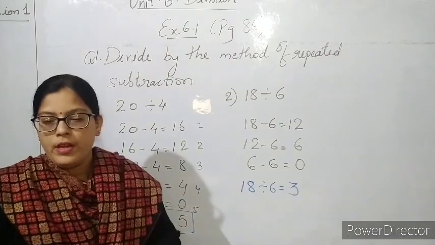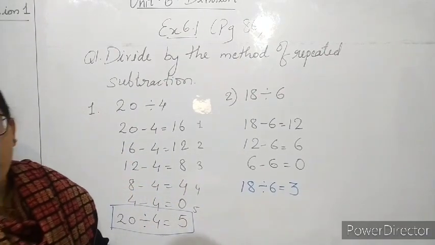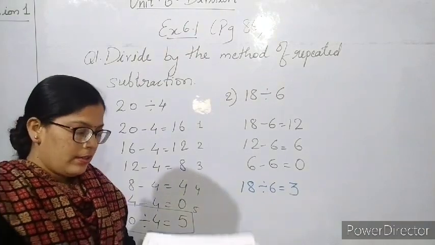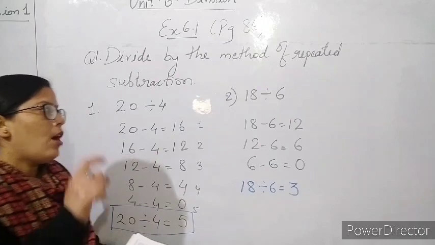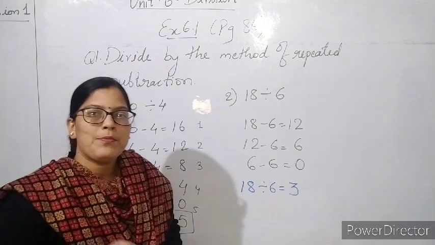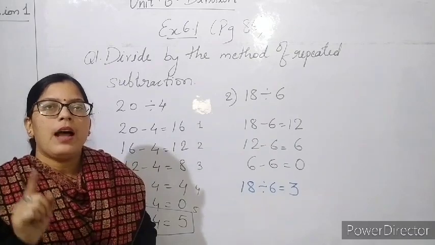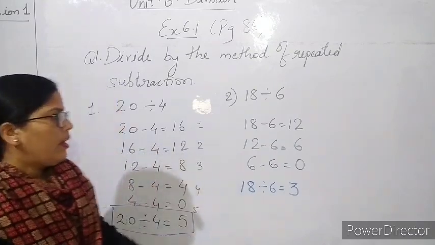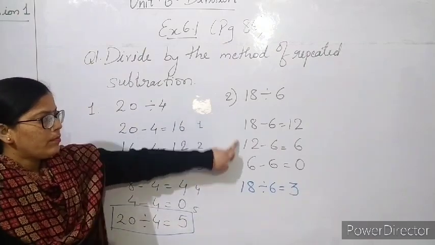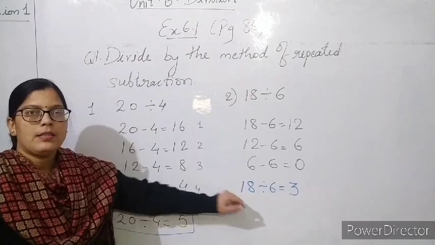So in this way you have to repeatedly subtract the divisor from the dividend till you get 0, and then count the number of times you have subtracted the divisor. That will be the answer, the quotient. In the same way you have to subtract and finally write the answer.